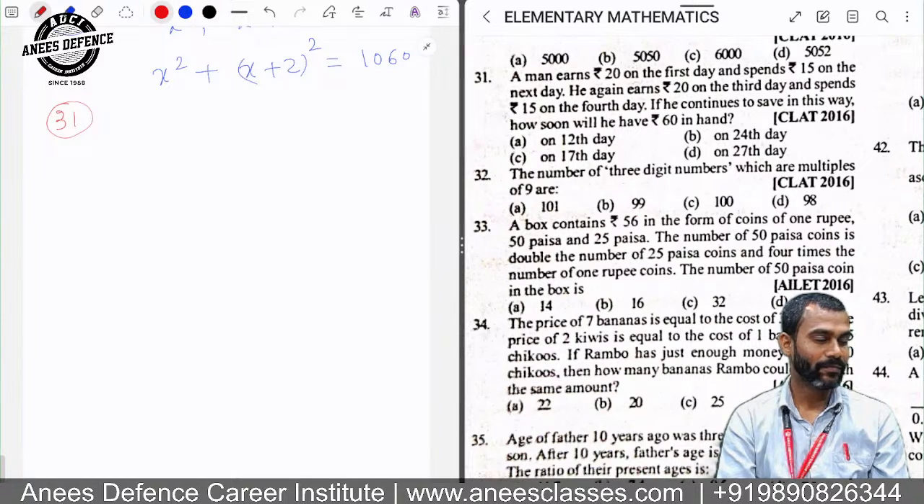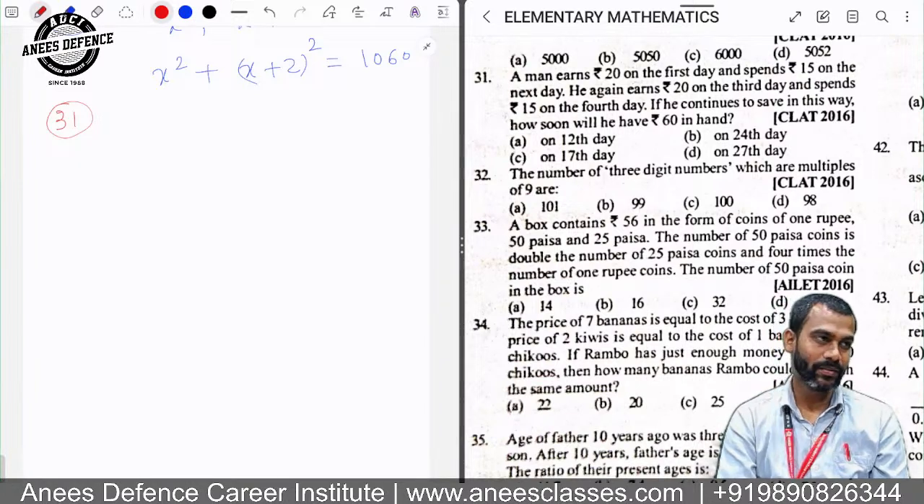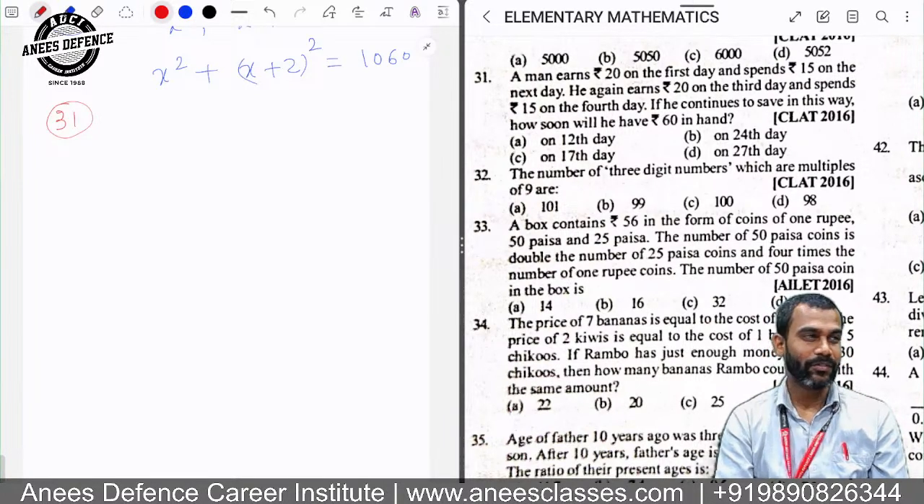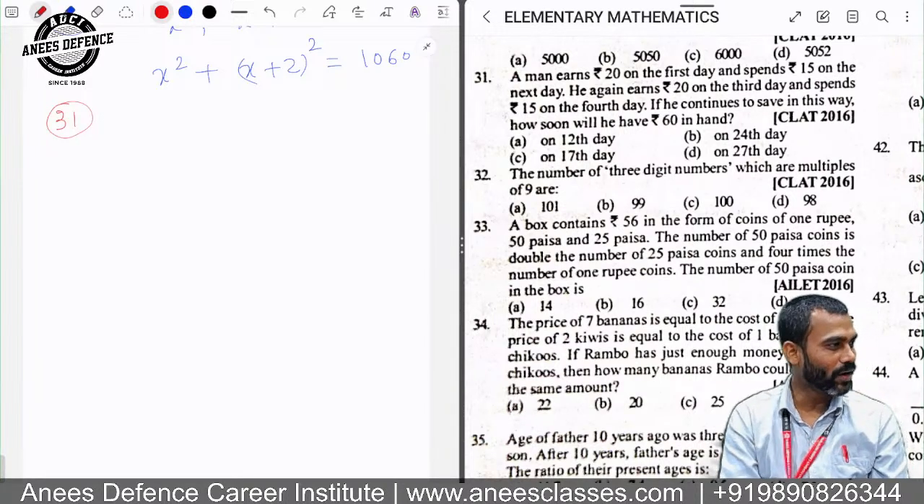Answer is C. He has to save how many? I mean, in hand, he has to have 60 rupees. After every 2 days, he will have 5 rupees. Yes or no? So, what you have done? 60 divided by 5, that is 12, which is completely wrong.